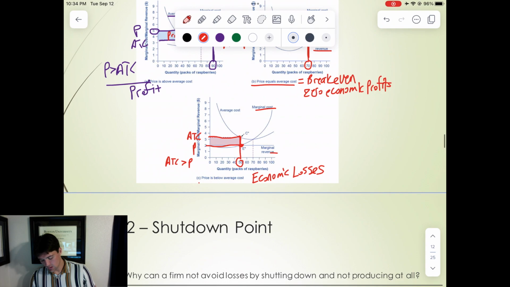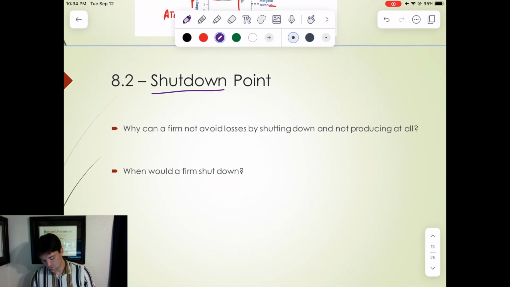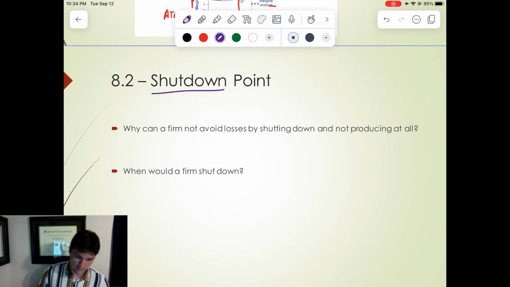So then the question becomes, yes, you're making losses, but when do you shut down? Why can a firm not avoid losses by shutting down and not producing at all? So, you're making losses, right? And so you're like, well, I might as well shut down because I'm not making money. And that's true, right? You could. But if you were to shut down, do you still have to pay something, right? Why can a firm not avoid losses?